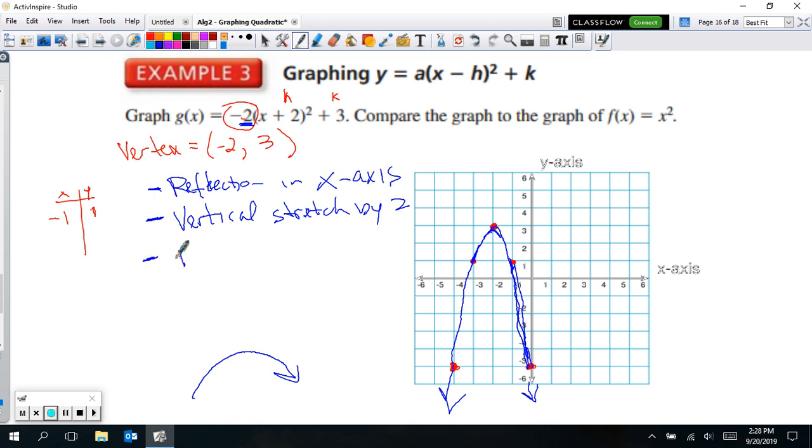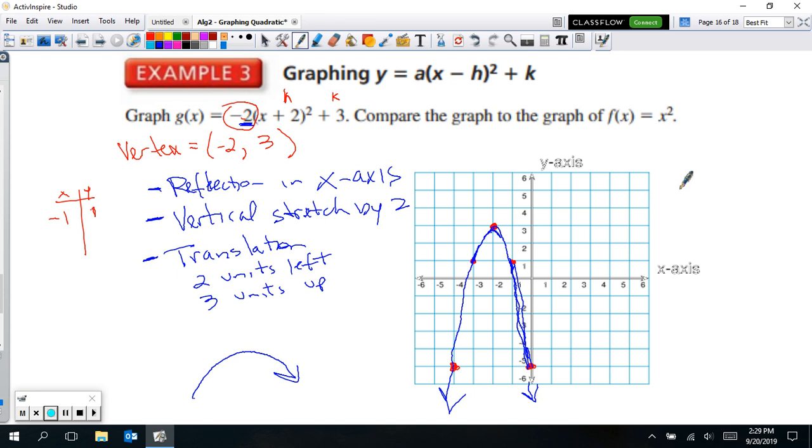We can also talk about how it has a translation. It's actually got 2 translations, in fact. It's got one translation that's going to move it left, how many? 2 units. So we could say 2 units left. And it went up, how many? 3. So we can also say 3 units up. So it really has those 2 translations.